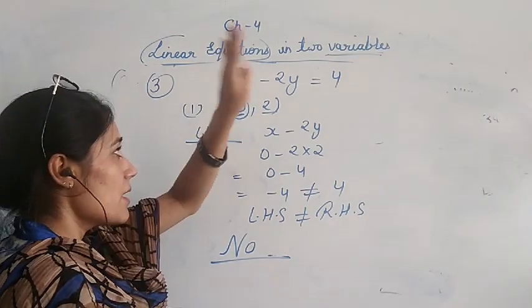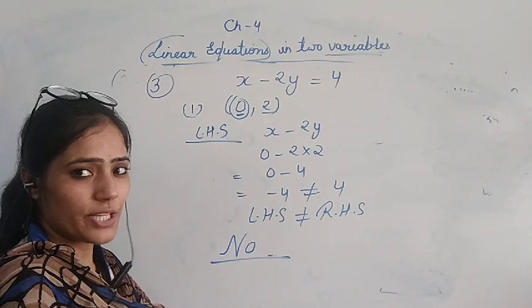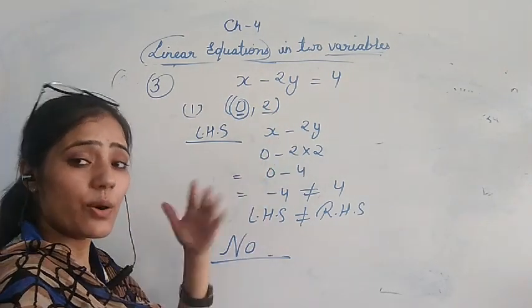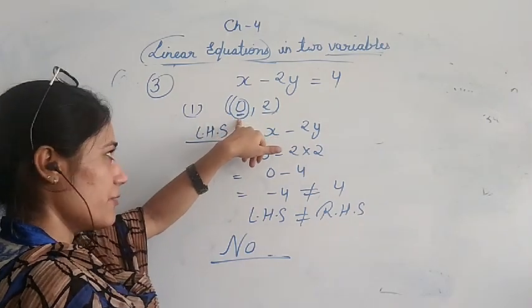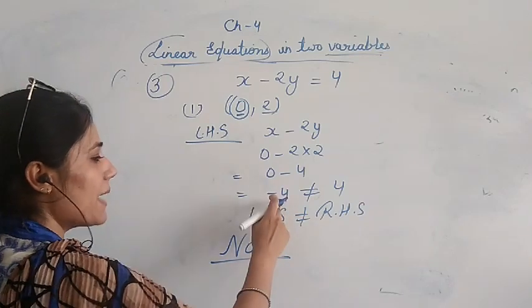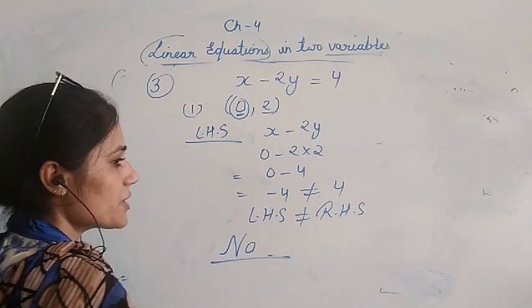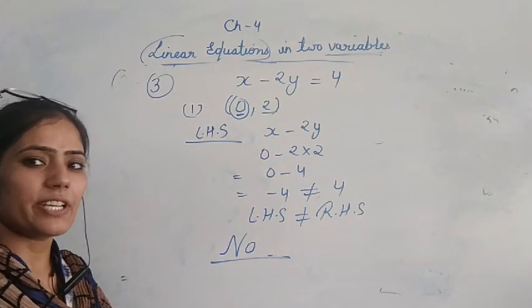See again. Equation is given. We have to check whether these are the solution of the equation or not. So first I will take LHS and I will put the values. How to put the values? X value always will be in the first position and the y value in the second. I am seeing that it is not equal to RHS. So no, this is not a solution of this equation. Okay. One more example we can take.